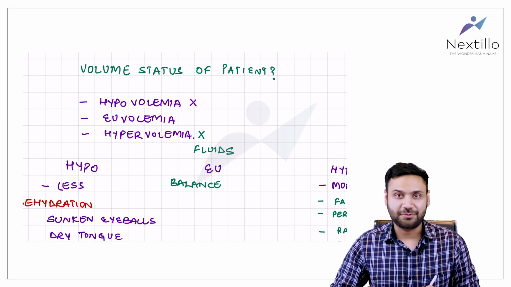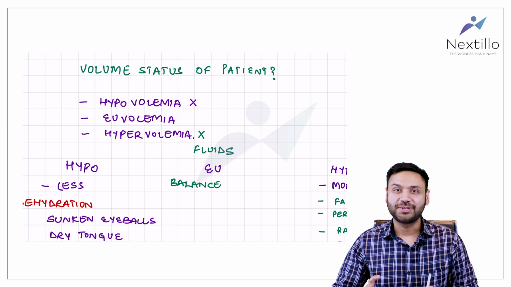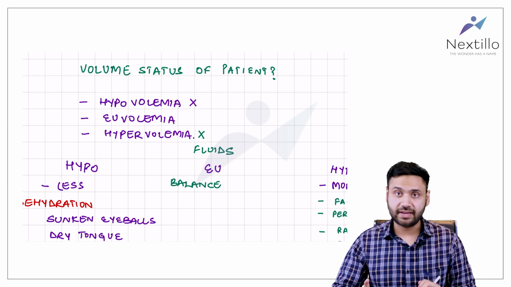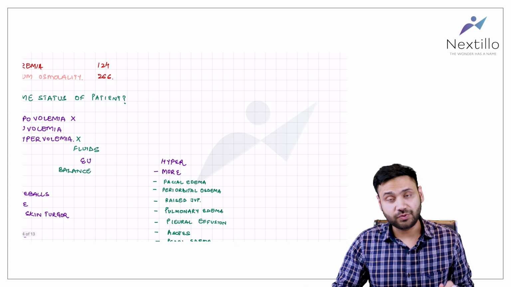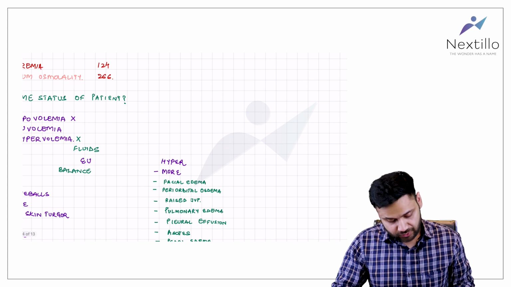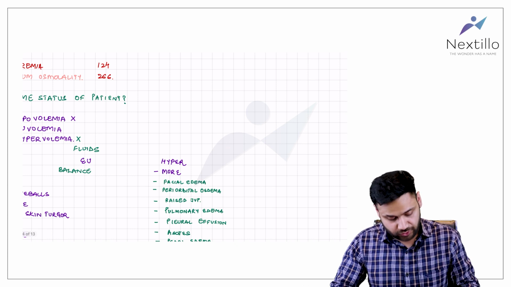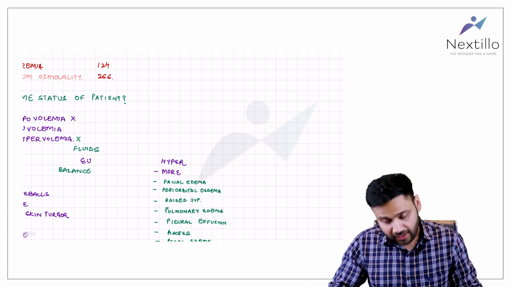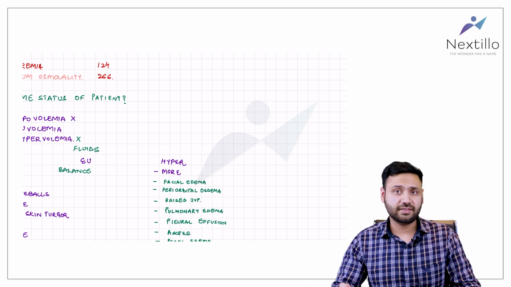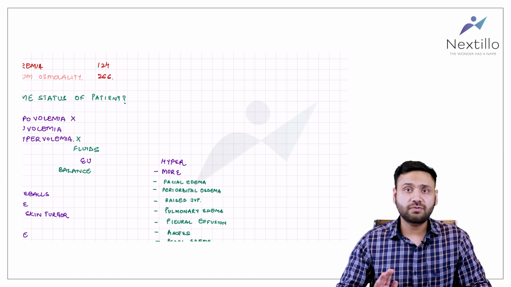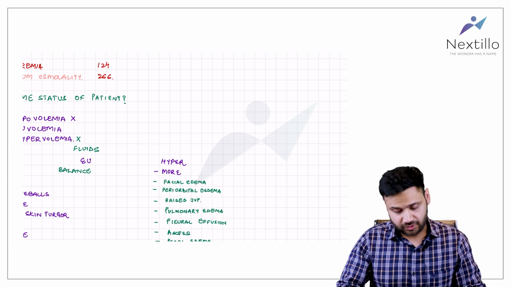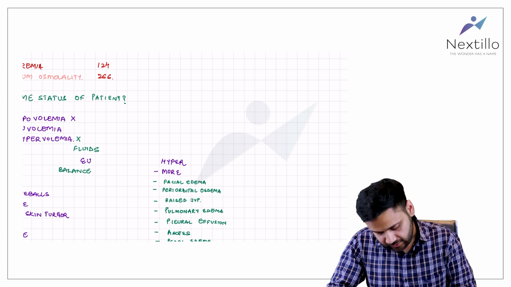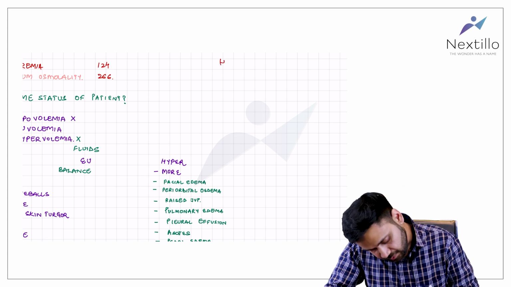So, what are we left with? We are left with euvolemia. So, this patient has euvolemia. So, let's dive into euvolemia and simultaneously discuss how the other volume states lead to hyponatremia, right? So, this patient has hyponatremia.